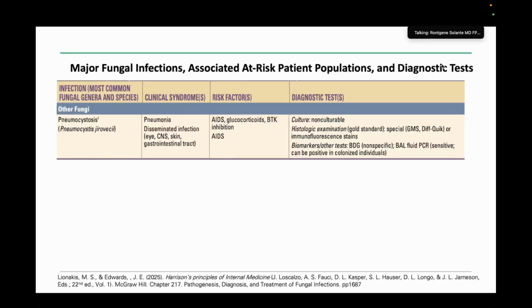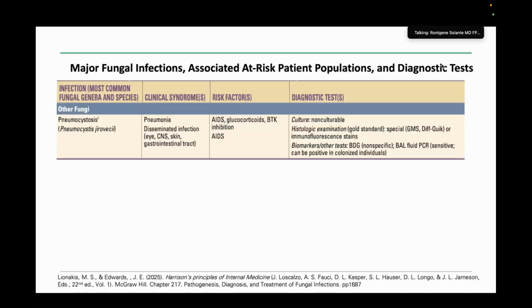So how will you diagnose a patient with Pneumocystis jirovecii infection? This infection cannot be cultured. Meaning you cannot do culture because it's not culturable. You cannot isolate this in blood or in any other tissue based on culture. The gold standard for the examination of Pneumocystis is the use of a specific stain that will be able to isolate the microorganism, and that is your Gomori methenamine silver stain or the DIF-QUIK. This is also available in the Philippines.